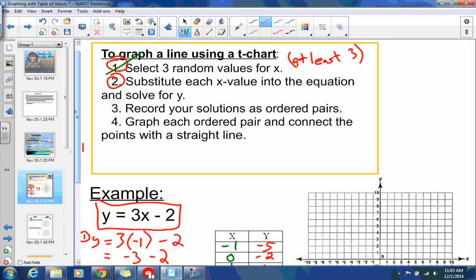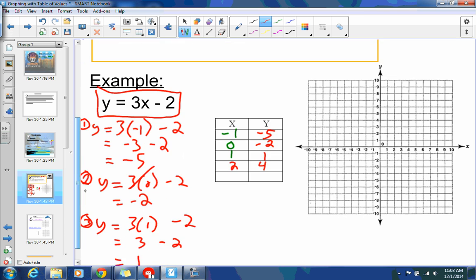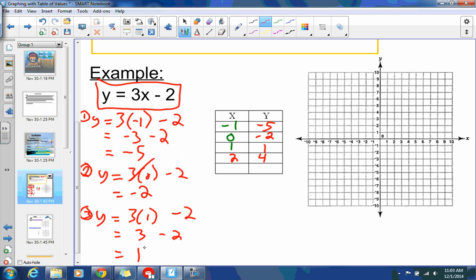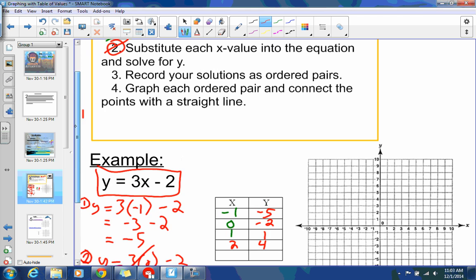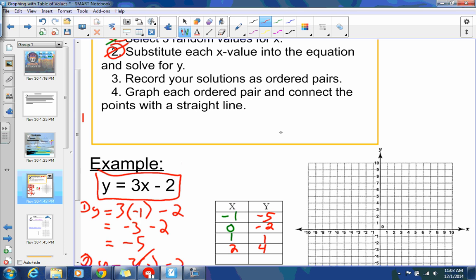So we substituted each one into the equation to solve for y. We got all our y values. Y equals -5, -2, and 1. And then it says record your solutions as ordered pairs. And we did that already. We put them into our t-chart. We put the solutions as ordered pairs, so our ordered pairs would be (-1, -5), (0, -2), (1, 1), and if you wanted to add this one in, (2, 4). So we're done with that one then too.